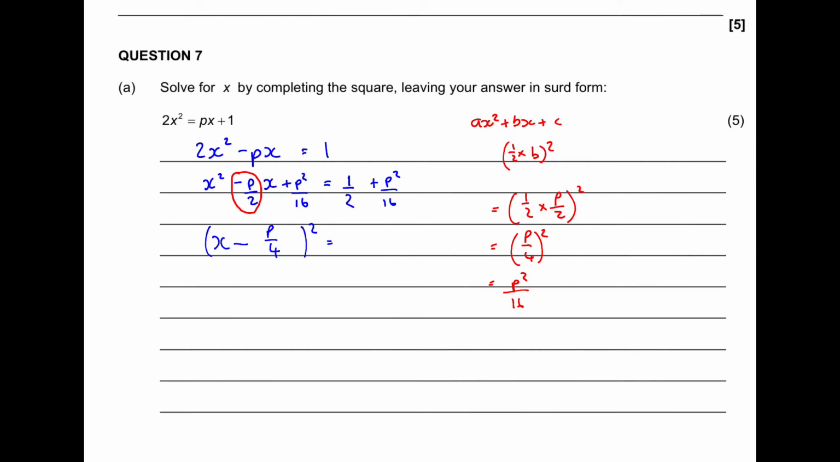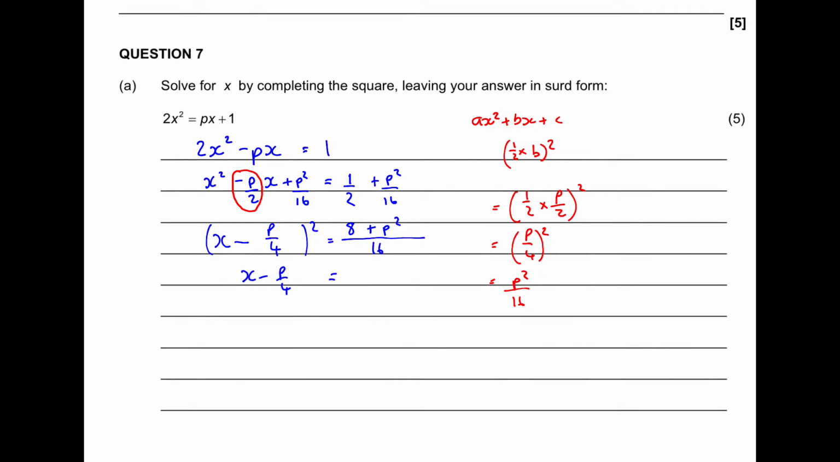All right, then on the right-hand side, we can get a common denominator of 16. And that 2 must be multiplied by 8 to get 16, so therefore we multiply the 1 by 8 to get 8 plus p squared. Right, in the next step, we want to isolate the x value, so we take the square root of both sides. So the left will just give you what's in the bracket, x minus p over 4. And on the right-hand side, the numerator is not a perfect square. So that's where we show the plus minus square root of p squared plus 8.